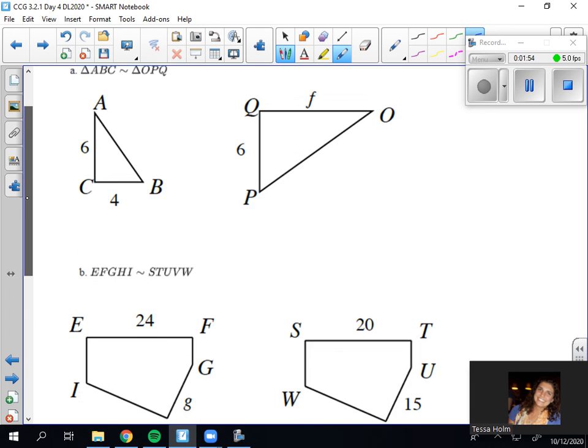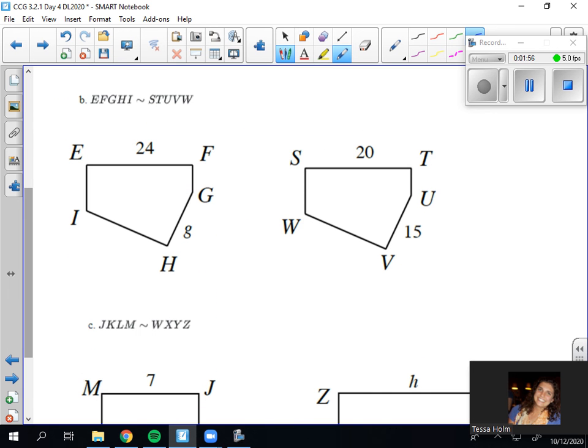Okay, moving on to letter B. So again, I'm going to highlight my corresponding sides. So it looks like EF corresponds to ST because they're in the same position in the similarity statement. Okay, and it looks like GH, which is my missing side that I want to know, corresponds to UV.